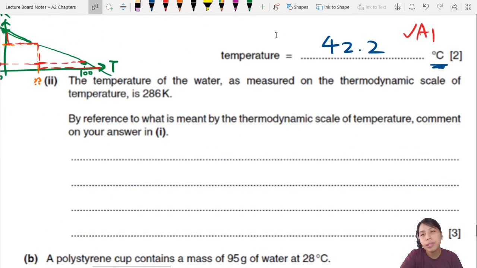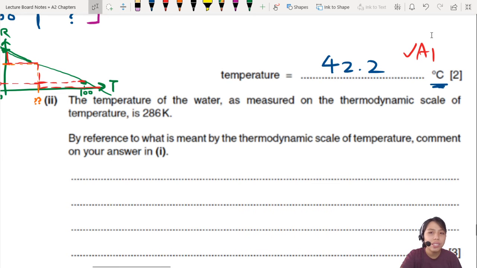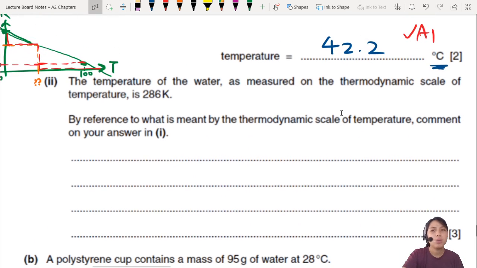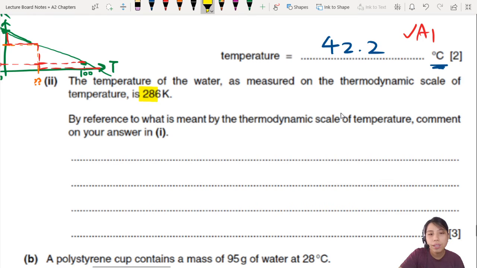But if you use a thermodynamic scale temperature, maybe the Kelvin one with the constant volume gas thermometer, I don't know, it is 286. Are they the same? Is 286 the same as 42.2? I don't know. Let's check and see. Okay, this is a clue. They say on another thermometer it is 286. So let's see.